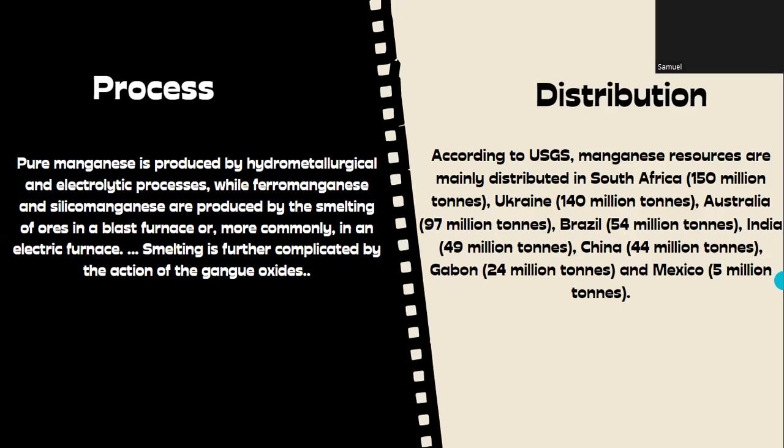The distribution, according to USGS: manganese resources are mainly distributed in South Africa, 150 million tons, in Ukraine 140 million tons, Australia 97 million tons, Brazil 54 million tons, in India 49 million tons, China 44 million tons, Gabon 24 million tons, and Mexico 5 million tons.